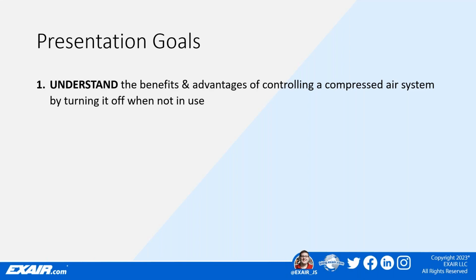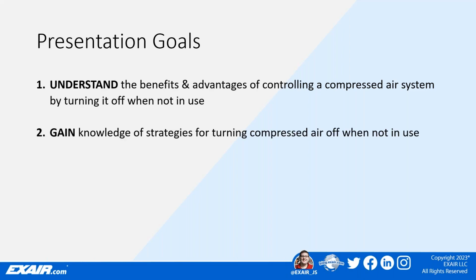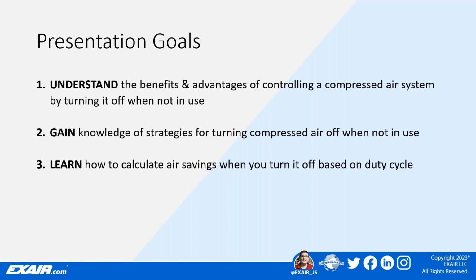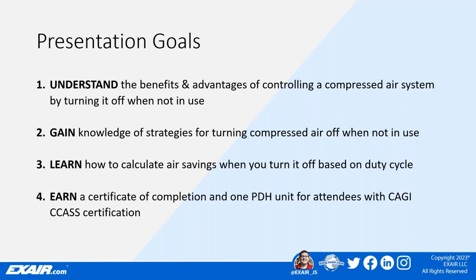Today's webinar is going to be about optimizing your compressed air use by turning it off. My goal for this webinar is to help you understand the benefits and advantages of controlling a compressed air system by turning it off when it's not in use or unneeded. Gain knowledge of strategies for turning compressed air off when not in use, and learn how to calculate air savings when you turn it off based off duty cycle. And for those attendees who have KGI CCAS certification, today you'll earn a certificate of completion in 1 PDH unit.